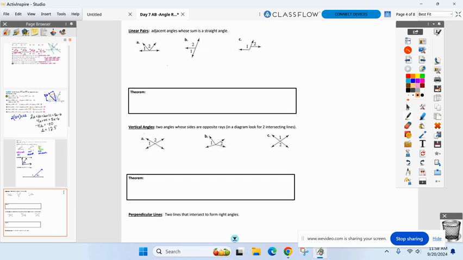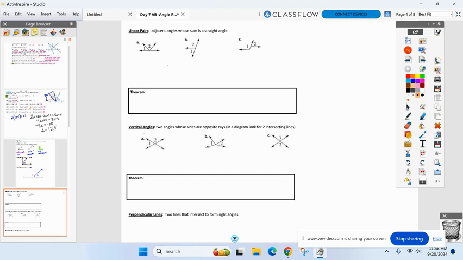Linear pairs. Pairs meaning they've got to come in groups of two. Linear has the word line in it. So two adjacent angles that form a line. That's a linear pair. They have to be adjacent. Two adjacent angles that form a line.